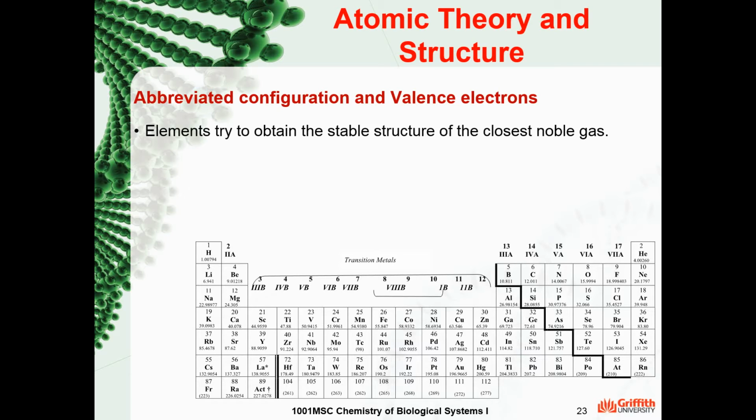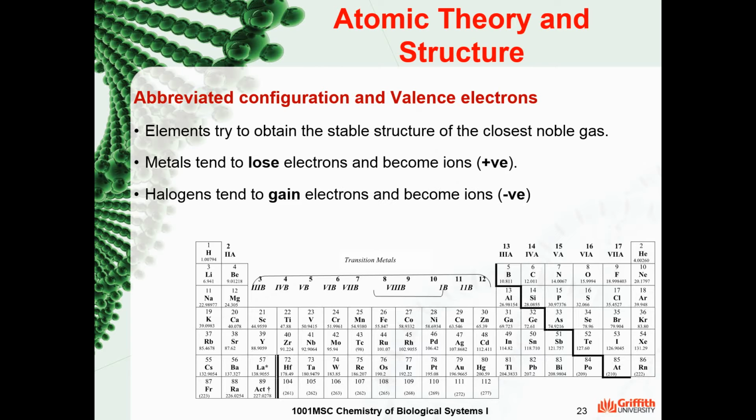Elements always try to obtain the stable structure of the closest noble gas using the lowest amount of energy. So most likely, metals lose electrons to have the stable structure of the noble gas. On the other side of the table, we find halogen elements that tend to gain an electron to obtain the noble gas structure, and they become ions with a negative charge. All elements in the same group or the same column share similar properties. That is, they all have the same number of valence electrons.